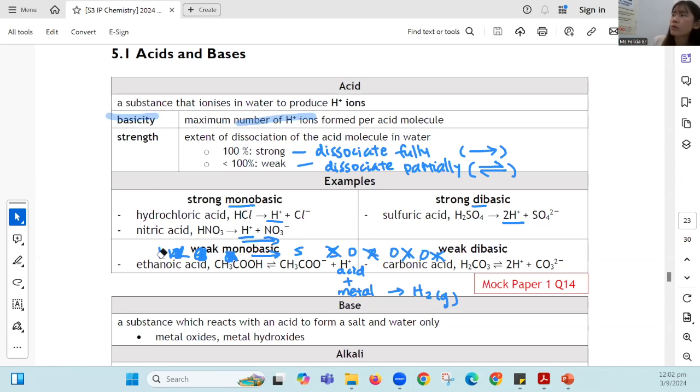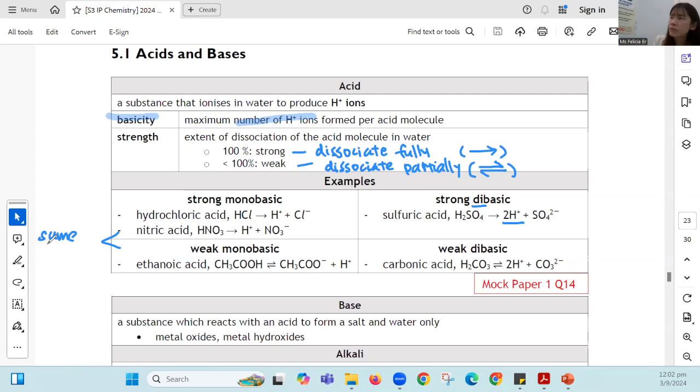Okay, instead of all this doodling, let me write properly so that you can follow and copy down. So take note that for both, it will be the same volume of gas produced when reacted with something else.